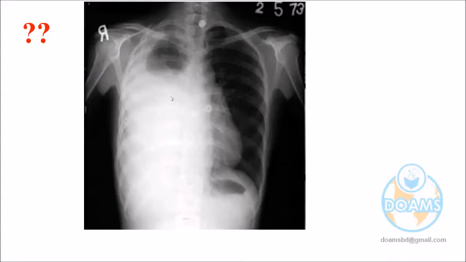And a massive pleural effusion usually pushes the heart or trachea towards the left. Okay, so it will be a massive effusion. And in addition, there is left subpulmonic effusion.